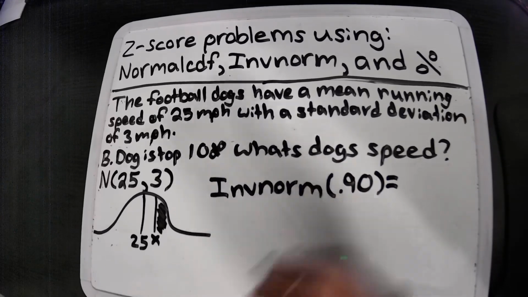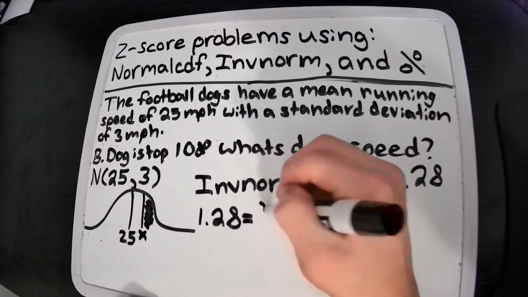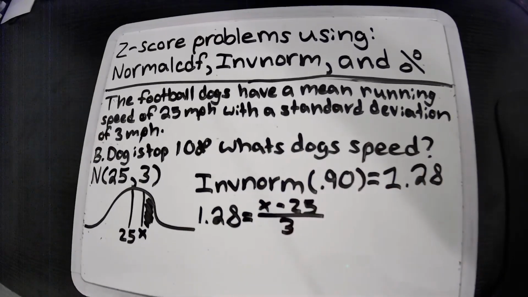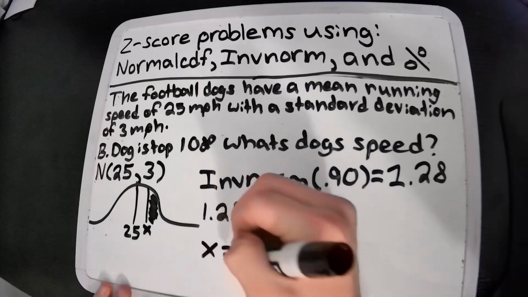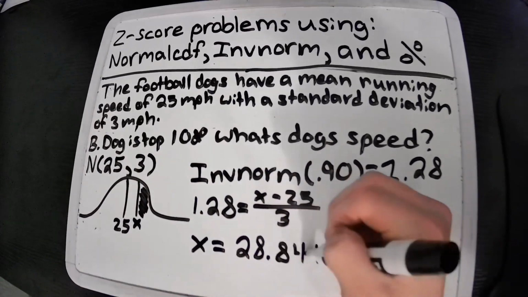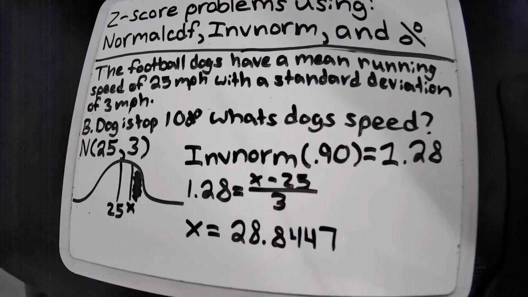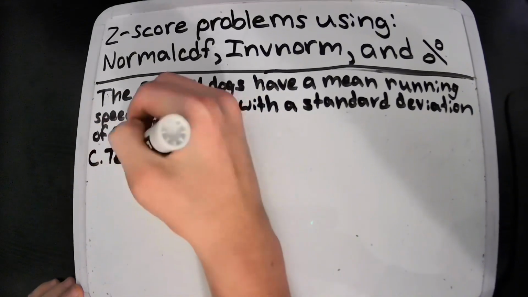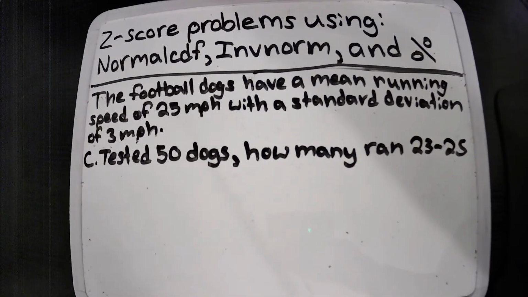This comes out to be 1.2816. Now we will reverse solve the z-score in order to find the x value. The x value comes out to be 28.8447, which means that a dog in the top 10 percentile will have an average running speed of 28.8447 miles per hour. Out of 50 total dogs tested, how many ran between 23 to 25 miles per hour?